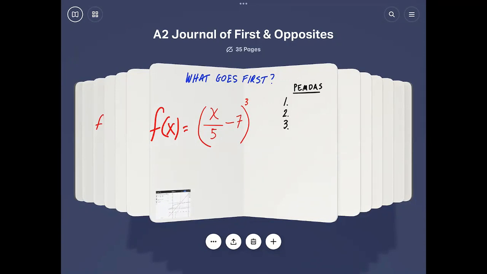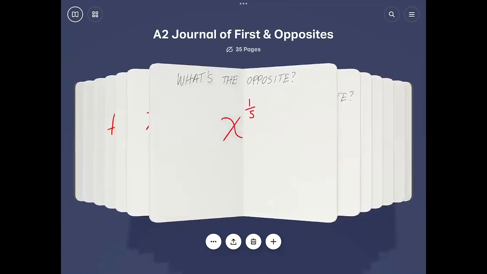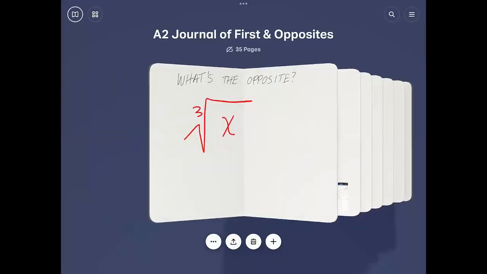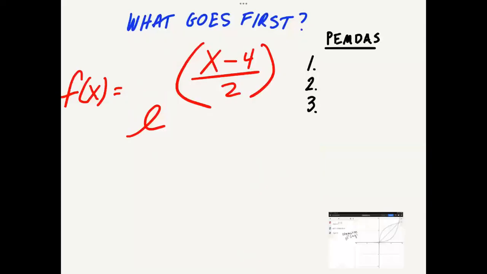So watch. I'm going to spin this. Well, that one was simple. If I said, what's the opposite of x to the 1/5, that would be x to the 5th, right? Those are inverses of each other. If I spin it, what's the opposite of the cube root of x? It would be x to the 3rd power. Okay, those are inverses.